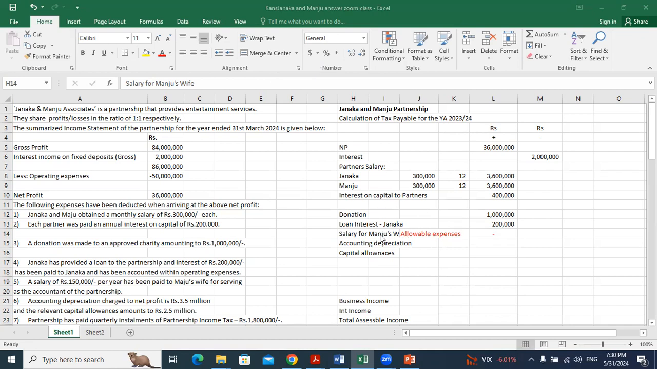One other thing. I told you this is an allowable expense. Anything to ask with respect to this? So if in this situation somebody, some wife or husband or whoever the spouses, would work in the partnership, they might be paid salary. Those are allowable expenses.